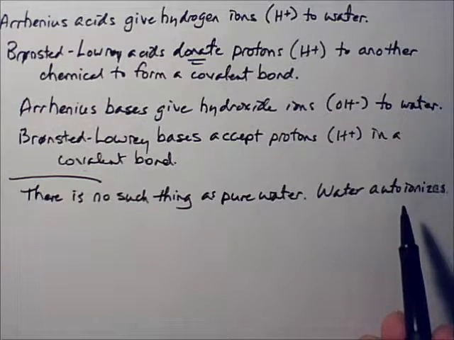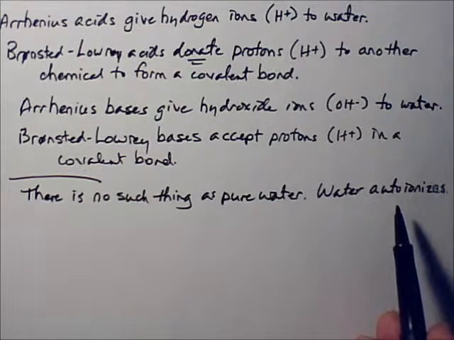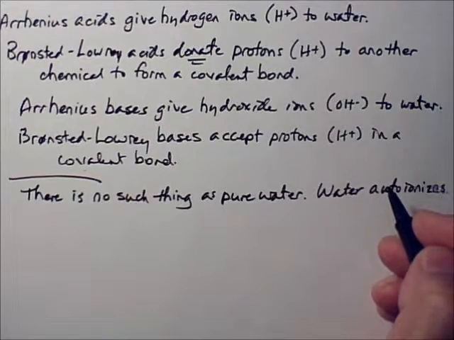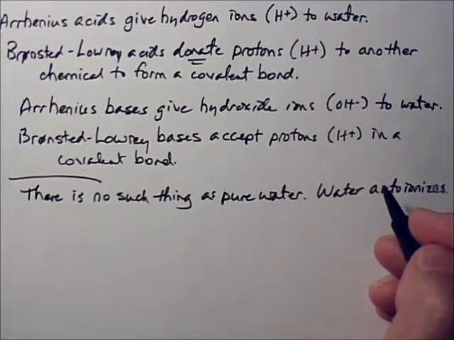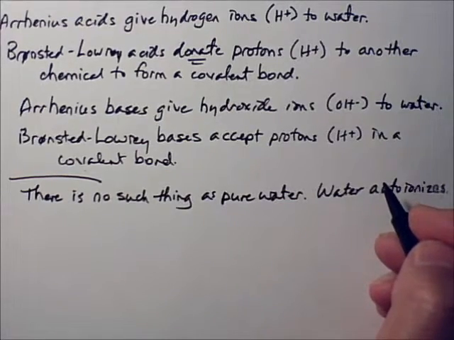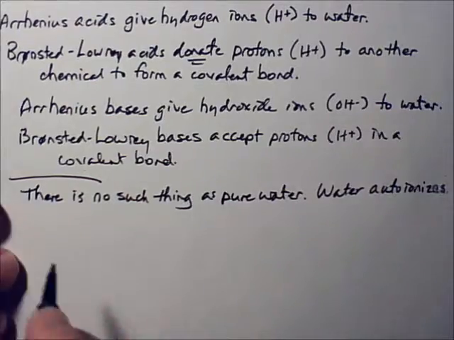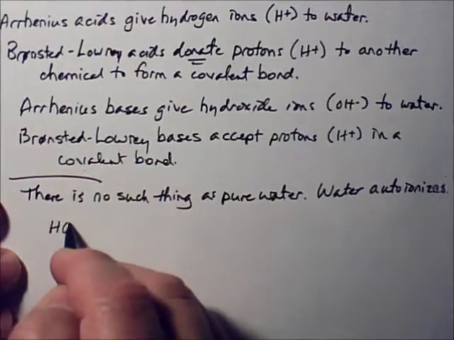Now listen. What does auto mean? Self, or you could say automatically. So water self-ionizes, or automatically ionizes. Got that? That's all it means. Water makes its own ions, and it splits up to do it. So here's water.